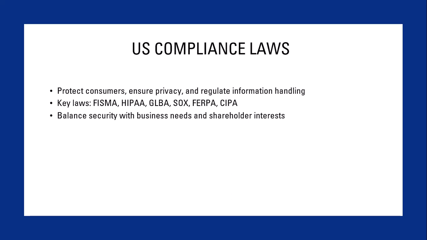Each of these laws has specific requirements for the types of security controls that must be included in an organization's policies and procedures. For example, FISMA requires agencies to inventory systems, categorize them by risk, implement security controls, conduct risk assessments, and continuously monitor. HIPAA mandates administrative, physical, and technical safeguards to protect PHI. And GLBA requires a designated security officer, risk assessments, and regular testing of controls.